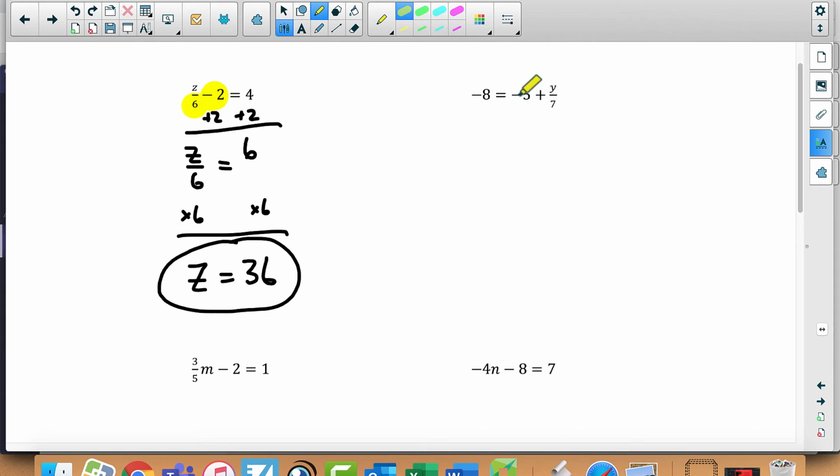Okay, you want the y by itself. You got to get rid of this, got to get rid of this. Which one can you add or subtract to get rid of? The negative 5. What are you going to do? Add 5 to both sides.